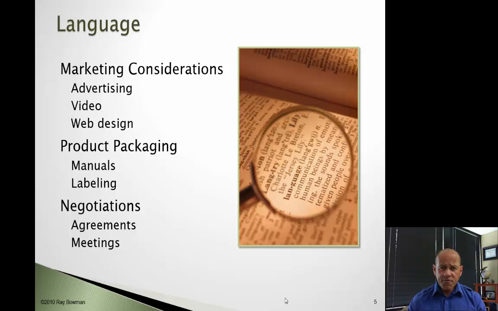Negotiations. It's very important that we understand that the language that we use within international agreements is very important. How we conduct meetings. Do we need facilitation in terms of language for these meetings? Is that facilitation, is that translation going to be the right kind of translation to make sure that it not only recognizes the language, but it recognizes our industry jargon? So that's very important.